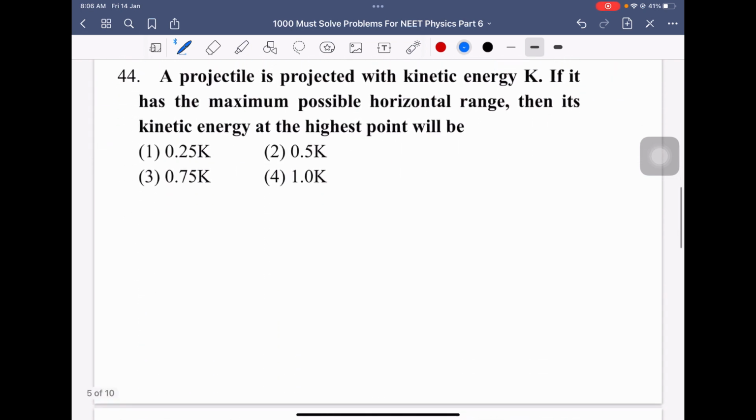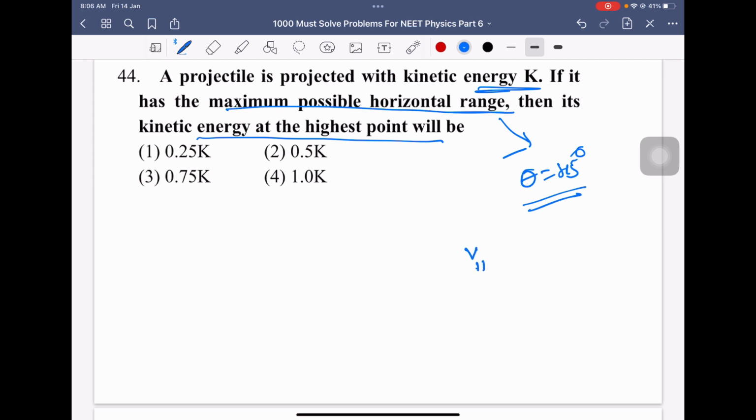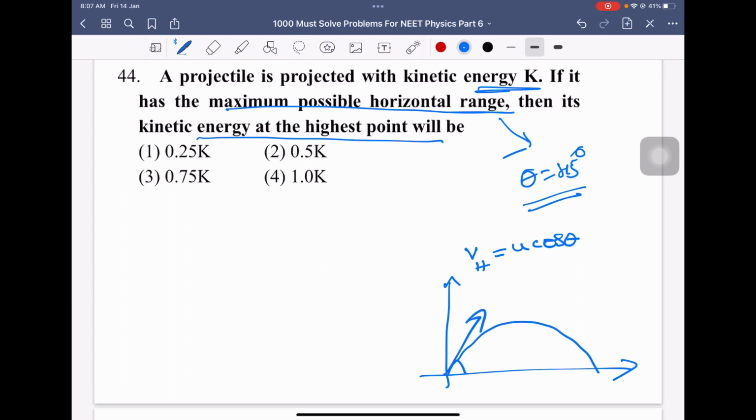Then question number 44. A projectile is projected with kinetic energy k, and it has the maximum possible horizontal range. This means they have given the angle of projection as 45 degree, theta equal to 45 degree. Then we need the kinetic energy at the highest point. To find it, we should know the velocity at the highest point. Velocity at the highest point is u cos theta. We know it.